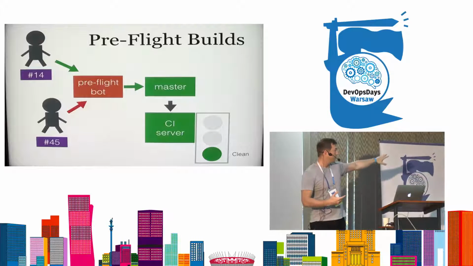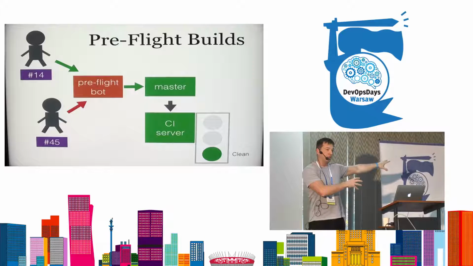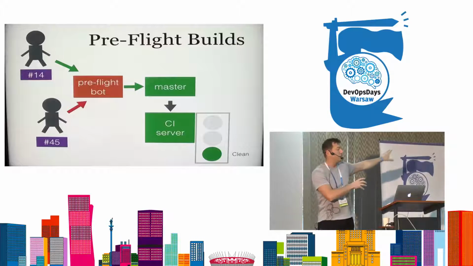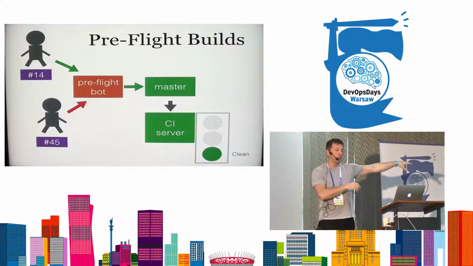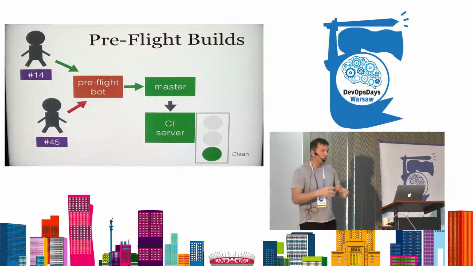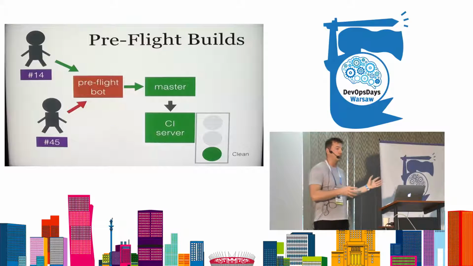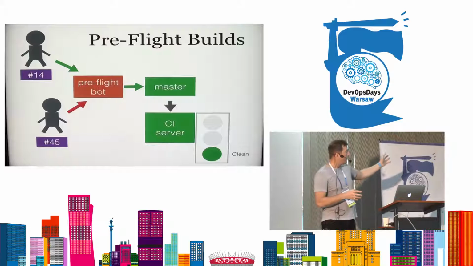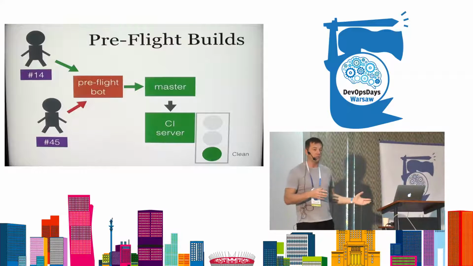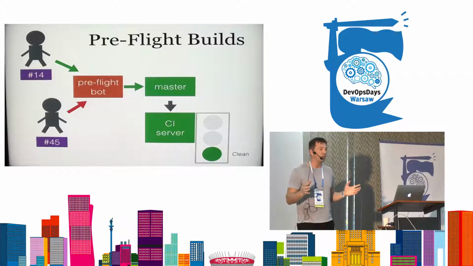So we run the build once on a Preflight step, and then only the bot can merge the stuff into master. No human, no person, no programmer can merge into master manually. Only the bot can do that. And then when the bot puts the stuff into master, the master will, in most cases, be clean. In 95, 99% it will be clean.